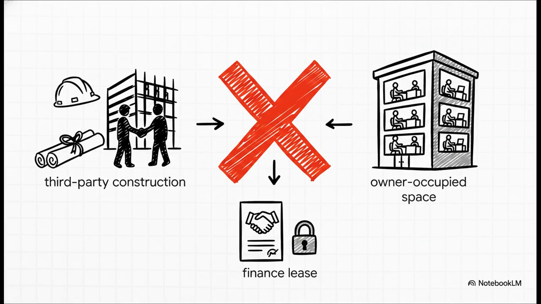If you're acting as a developer constructing a property for a third party, or if you're moving your own admin team into the offices, making it owner-occupied, or leasing it out under a finance lease, well, it completely falls out of the MFRS 140 classification. Intent is absolutely everything here.